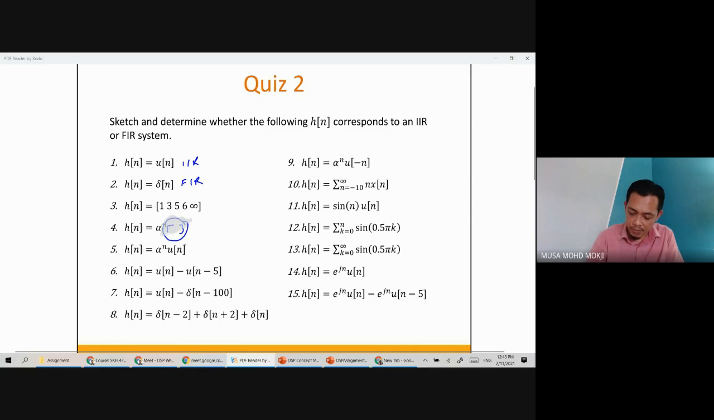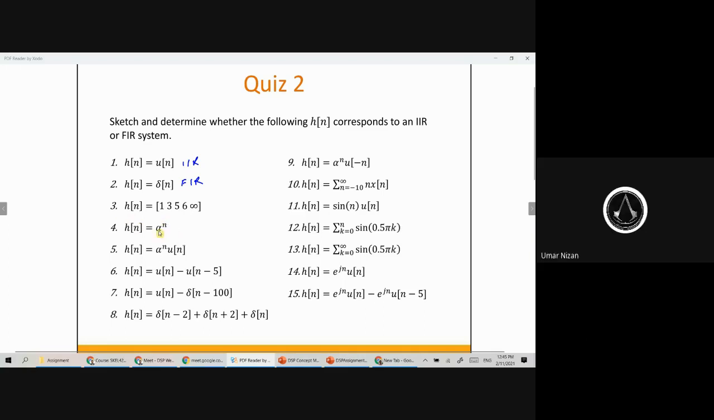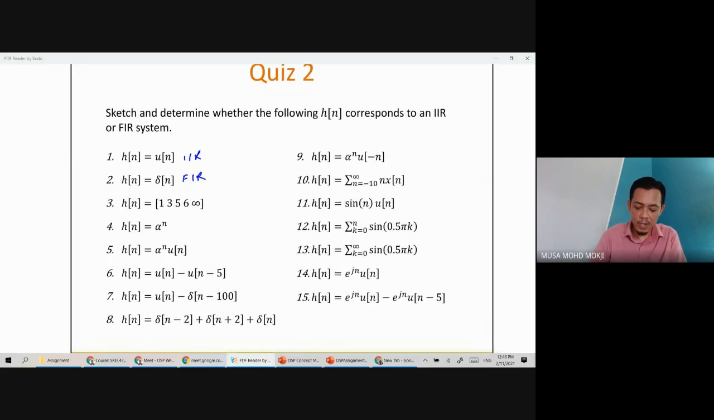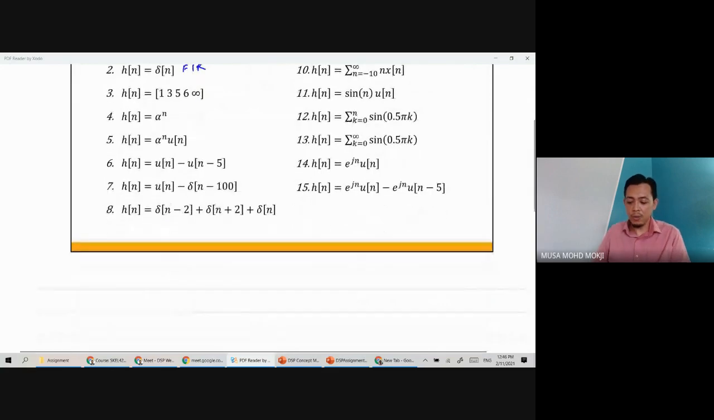Sorry, this is not FIR. This is actually IIR. Because whatever the n is, see, whatever the n is, you have a value. Okay? It's not described.